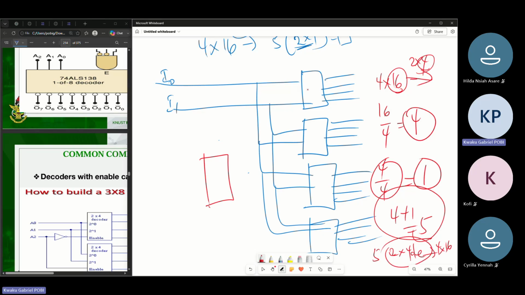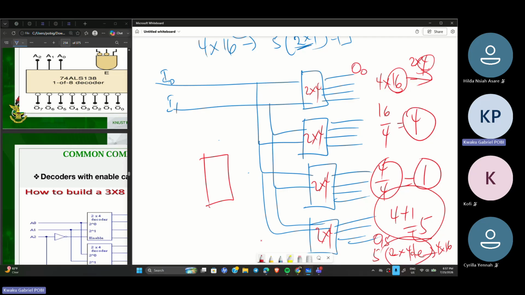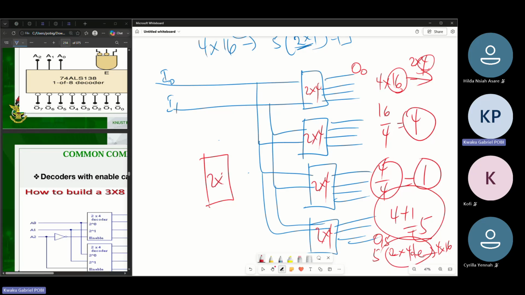So what that means is this is the first one, this is the second one, this is the third one, and then there's the fourth one. So here it runs from O0 all the way to O15 like this. Let me clean this part. Now, this last 2/4 decoder, this will be our, say, I2. This will be our I3. So this will be the 4 bits, giving us these 16 outputs at the output side.